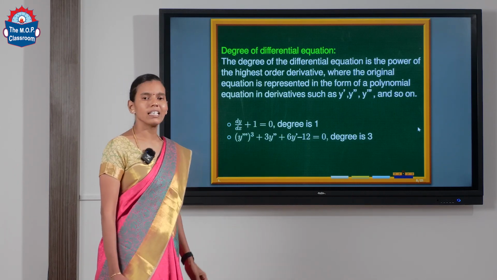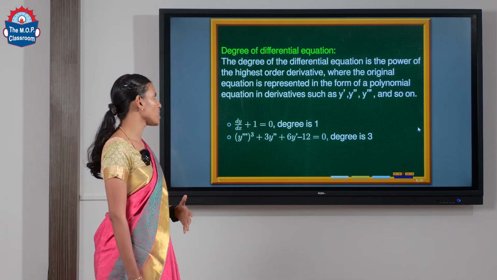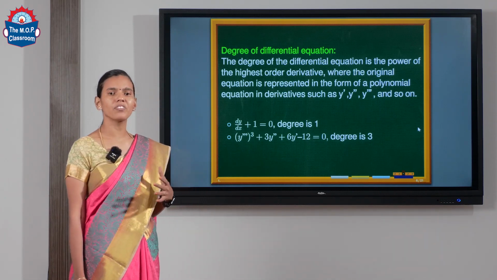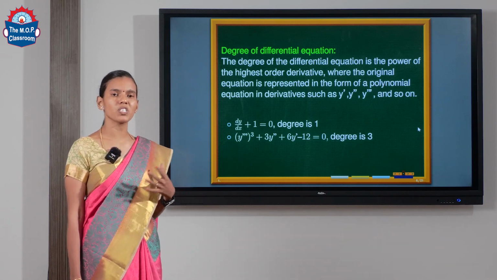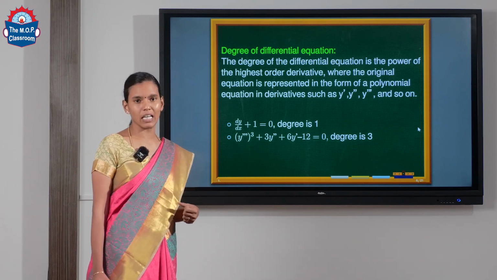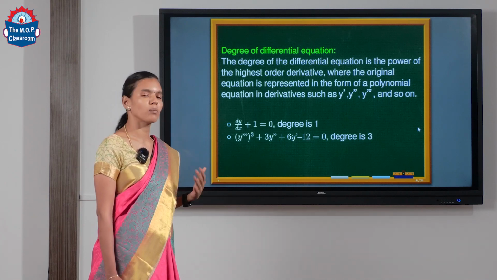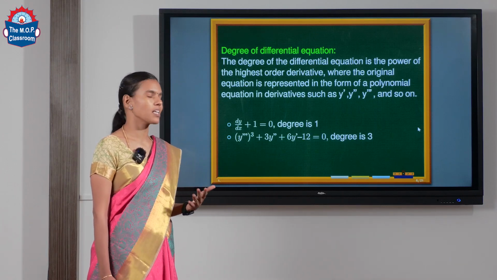So next one is degree of differential equation. The degree of a differential equation is the power of the highest order derivative. Originally the differential equation can be represented in a polynomial form, where the derivatives dy/dx can be represented in the form of y', y'', and it goes on, where y' represents the first order and y'' the second order.